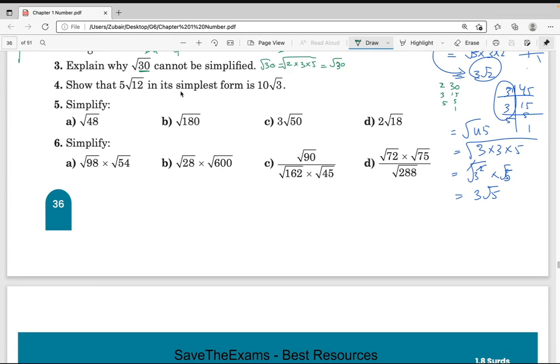Show that 5 square root 12 in its simplest form is n square root 3. So we just need to simplify 5 square root 12. Just show the working. Can I write 12 as 4 into 3? Yes, sir. And when we take the square root of 4, that will be 2 and it will come outside. So 2 times 5 is 10, and square root 3. Yes, sir.